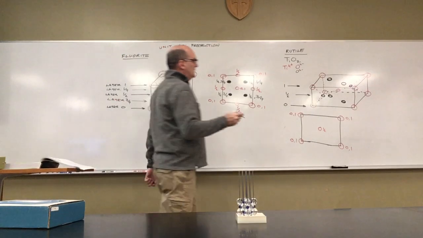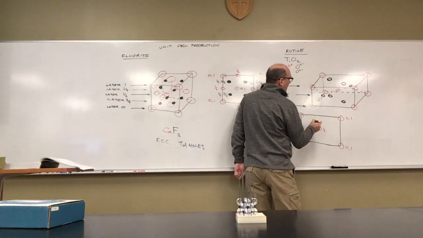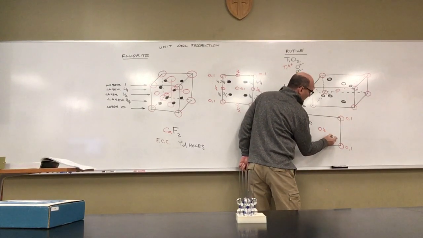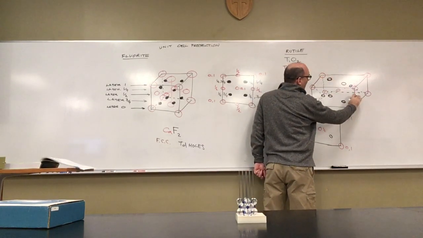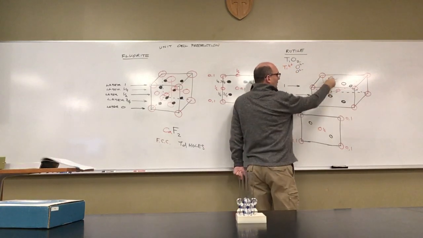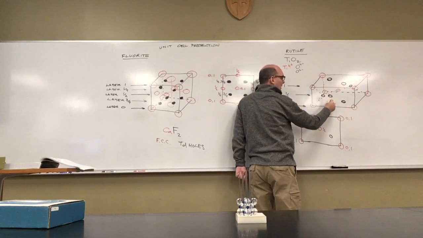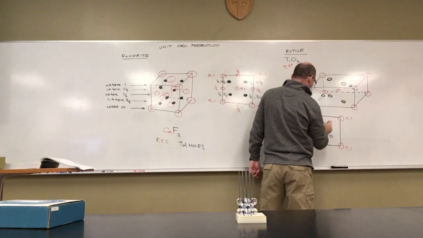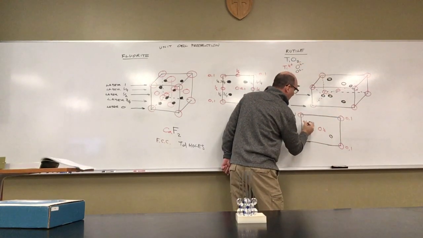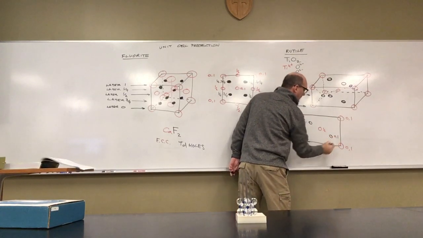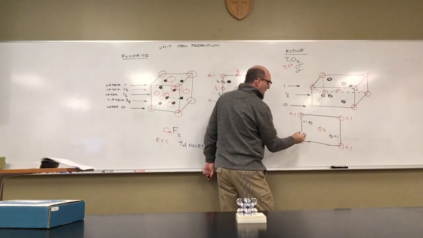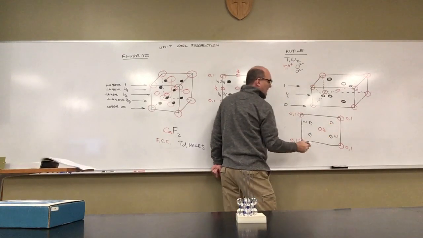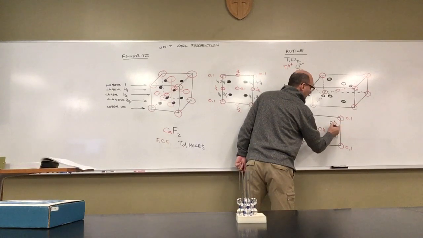And then I have oxides on this diagonal that are on the top layer and the bottom layer. So this is a 0 and a 1, and that is a 0 and a 1. And then I have oxides this way. They're on layer half.